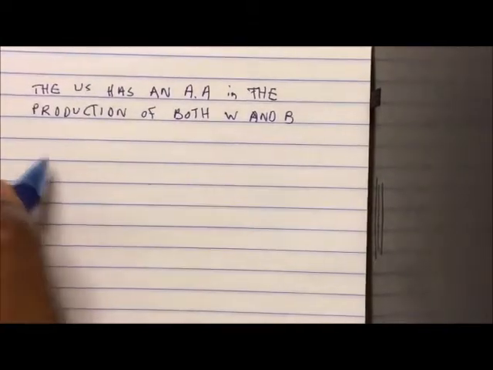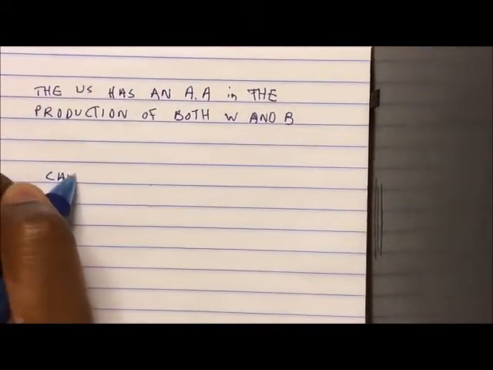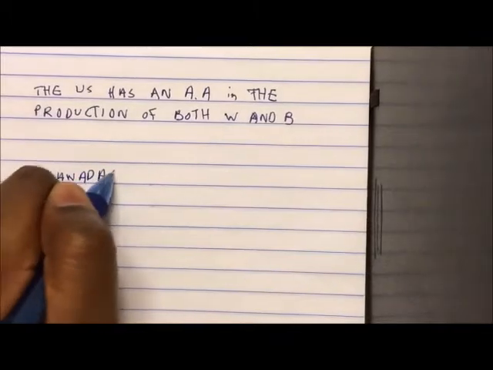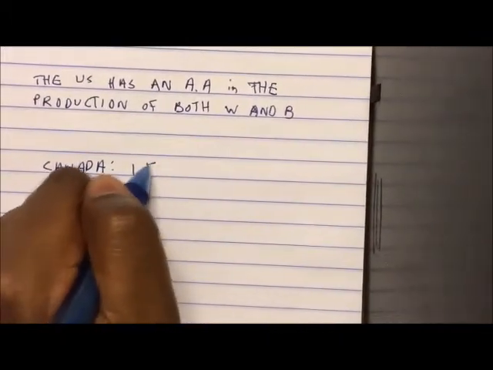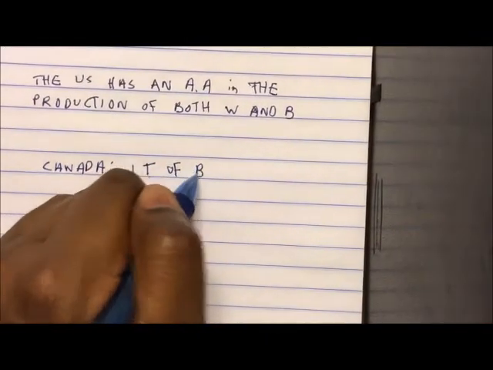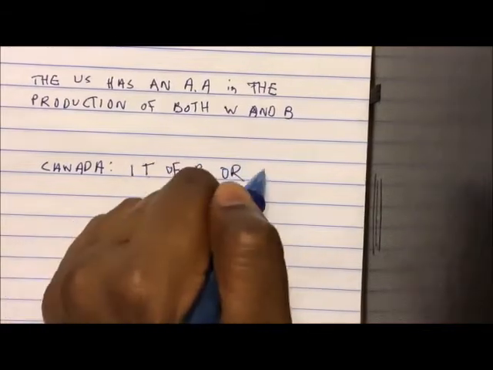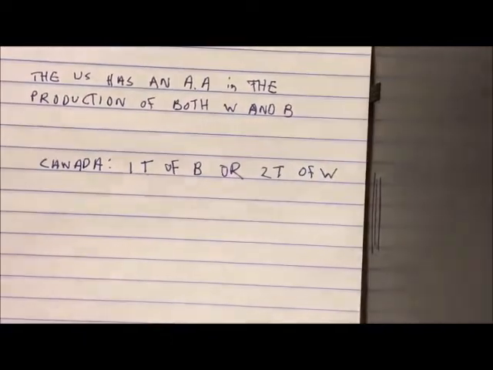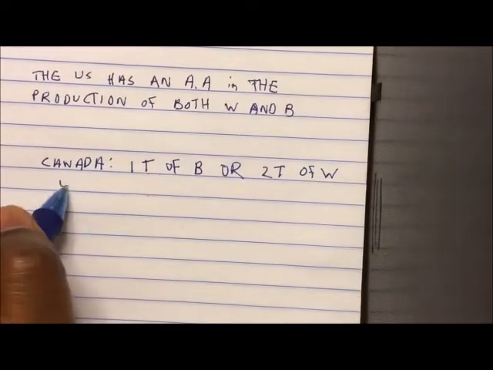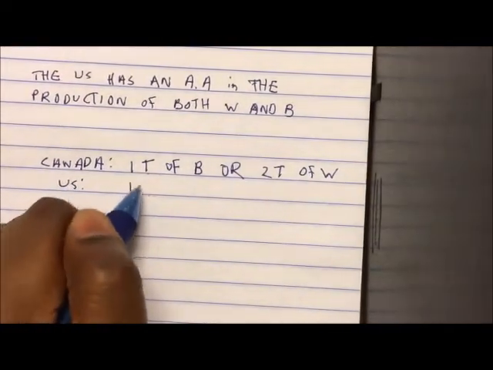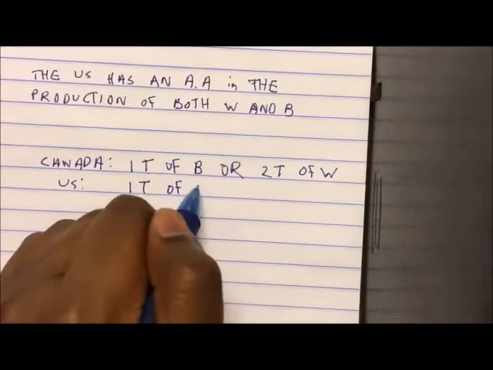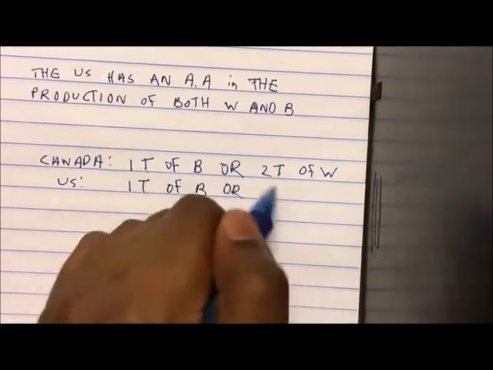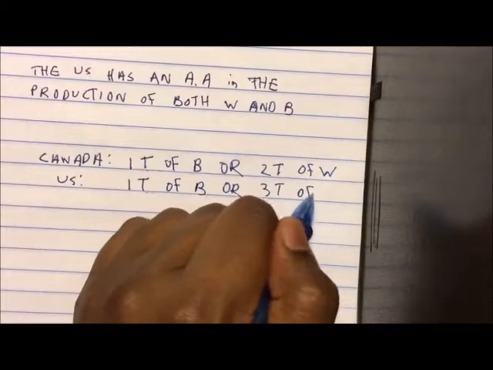So in this case, if we now write down the opportunity cost, Canada's opportunity cost is 1 ton of barley or 2 tons of wheat. For the US, it is 1 ton of barley or 3 tons of wheat.